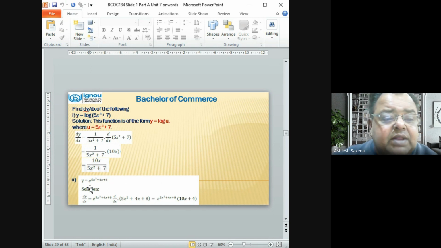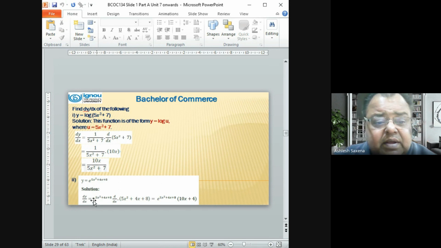Now, if you have another problem, y is equal to e^(5x² + 4x + 8). Now, this is a problem of e raised to the power x, that is exponential. Straight away, what will we be doing? dy/dx is equal to the derivative of e^x, which is e^x only. This is there into the derivative of this, because we have to differentiate till we get a linear power. What will be the derivative of 5x² + 4x + 8? It will be 10x plus 4. That's it.